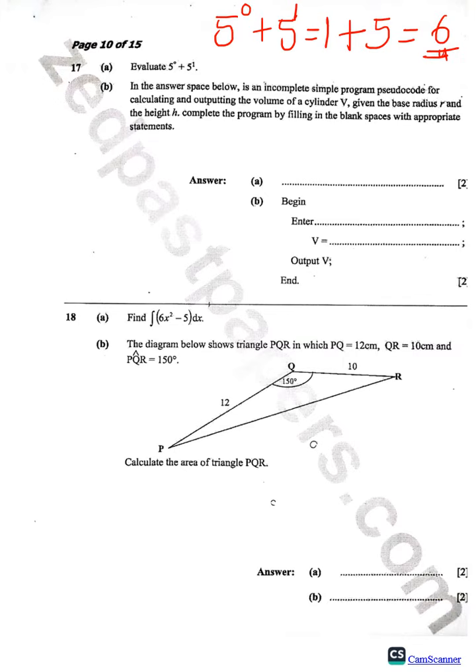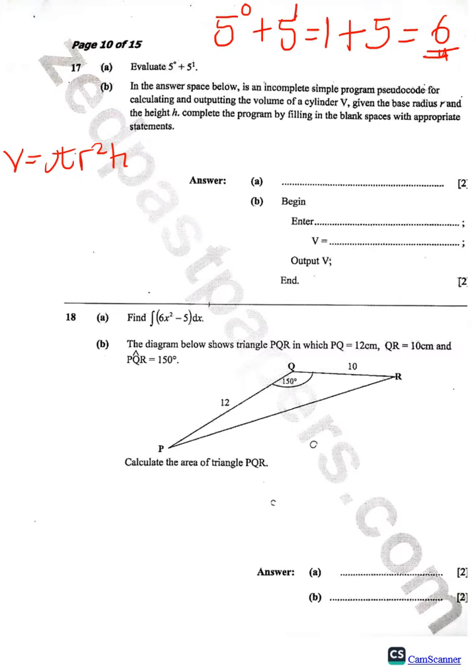Now let's move on to question B. In the answer space below is an incomplete simple program suitable for calculating and outputting the volume of a cylinder V given the base radius R and height H. Complete the program by filling in the blank spaces with the appropriate statements. So first we are going to write the formula for the volume of a cylinder.